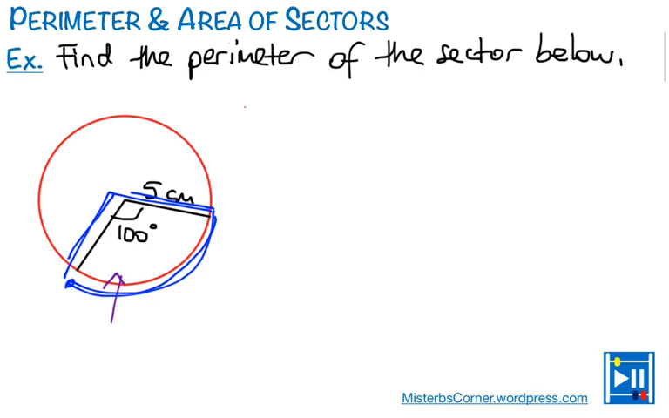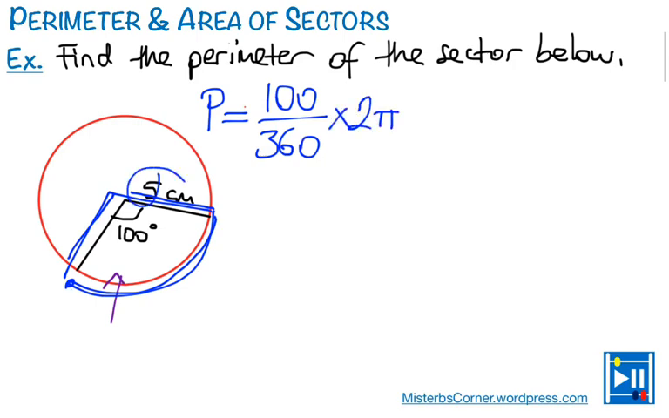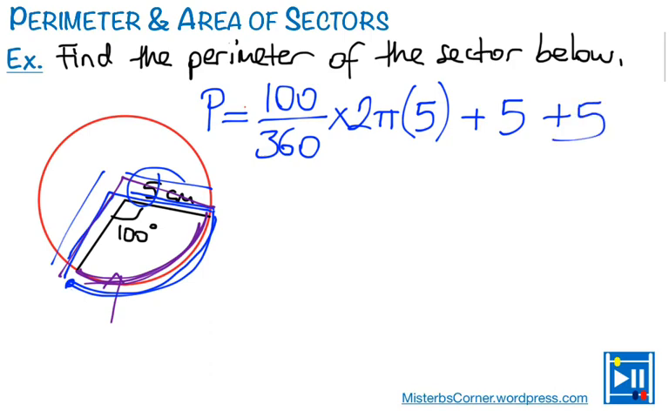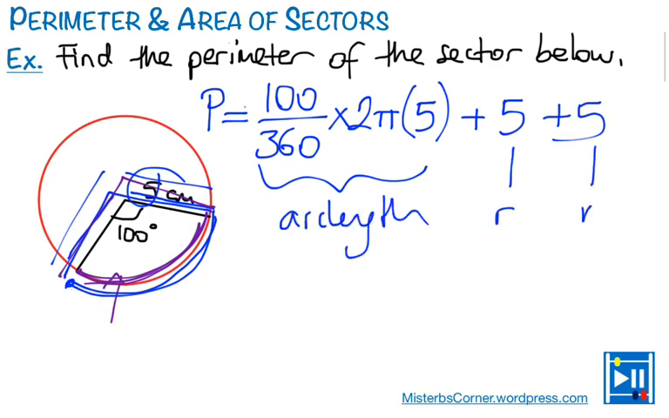Okay, so the perimeter would be 100 divided by 360 degrees multiplied by the circumference, 2 times pi times, well, the radius is 5, so I substitute 5. This is the arc length, right? But it's not enough. Now I have to add the radius twice. So plus radius, this radius, and this radius. So I add it here. So it's going to be the arc length here, and radius and radius. So if I add these all, I'm going to find the perimeter.